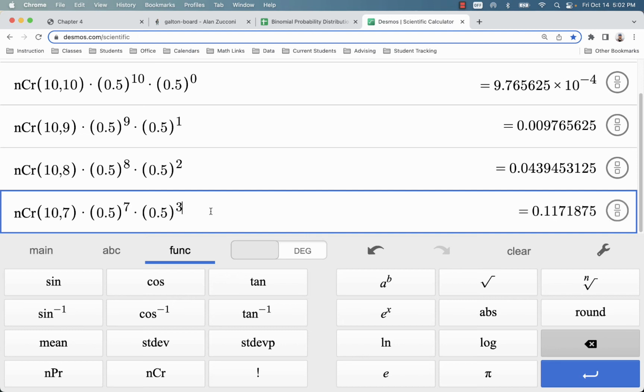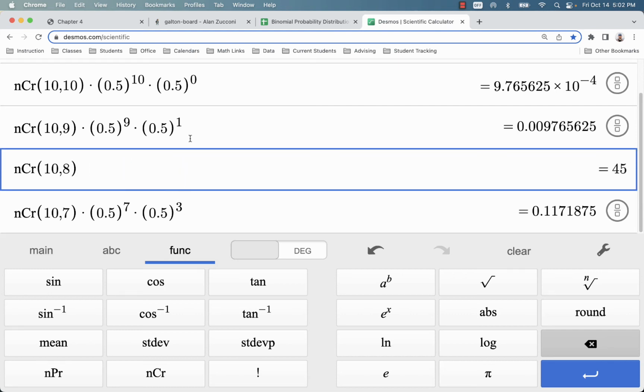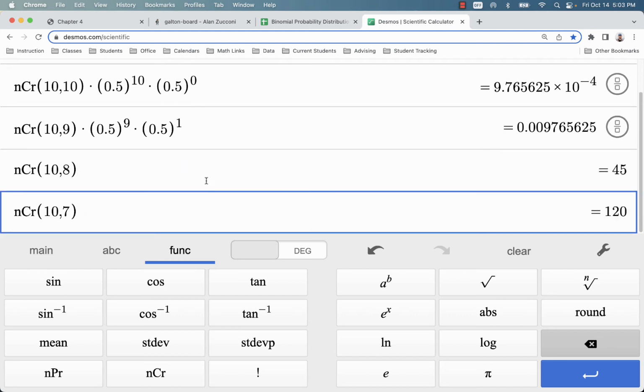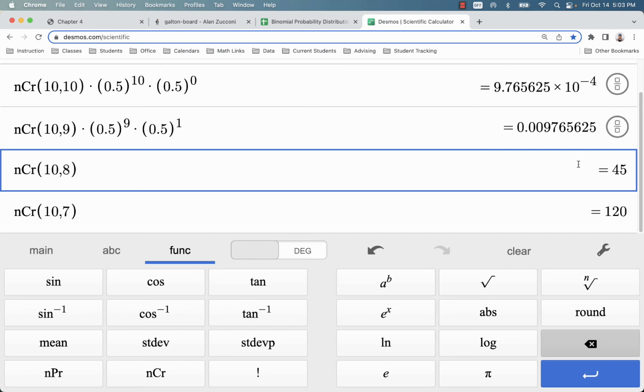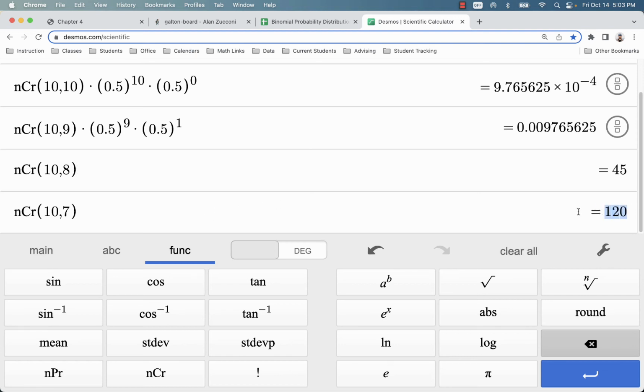And there's 7 successes, right? So now we're up to about a 12% chance. The reason why is because of that number in front. So let's dial it back and see how many ways it can happen. There's 45 ways that I can go left 8 times and right 2 times. There's 120 ways I can go left 7 times and right 3 times.